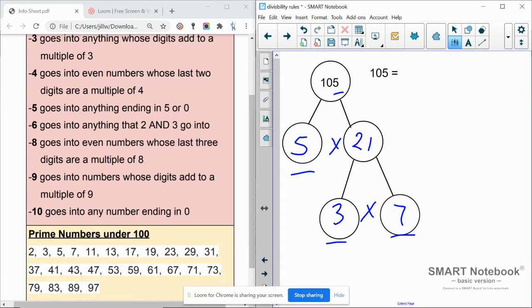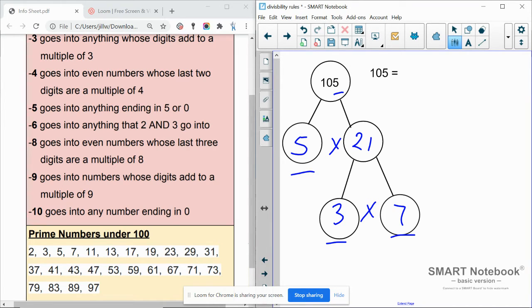Okay, so what I've done right there is I've now found all of the prime numbers that make 105. And those prime numbers are 3, 7, and 5. 21 is not a prime number. It's not on my list. So when I make my prime factorization, I cannot use 21 or 105 because they are not prime numbers. And besides not being on the list, I know they're not prime numbers because they branch apart.